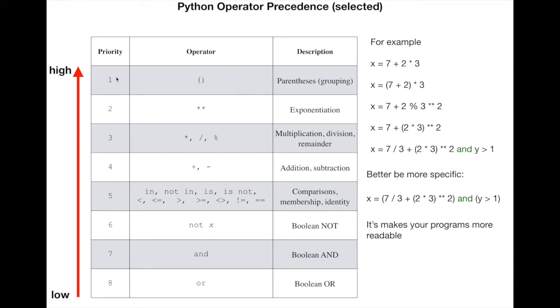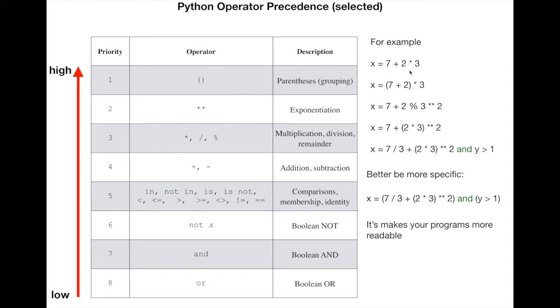Higher priority is 1 and lower priority is 8. So you can see that the highest priority is parentheses, which means that whatever goes into the parentheses, you do it first. And then the next one is the exponential, followed by multiply, divide, and remainder. And then number 4 is plus and minus. After that come the comparisons, which are the relational operations, and also the logical operations we just learned, and they come with 6, 7, and 8.